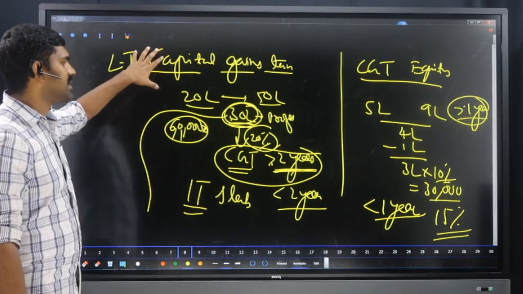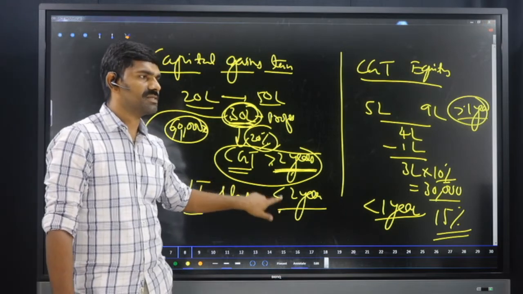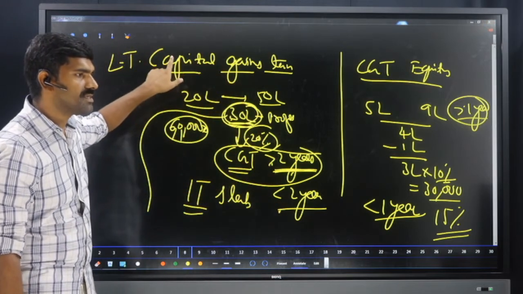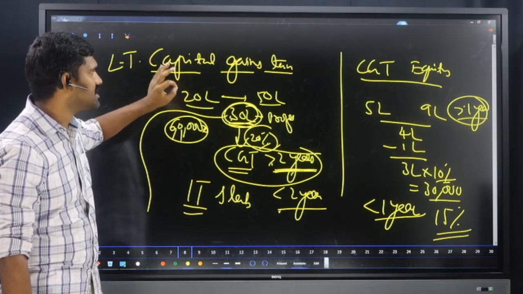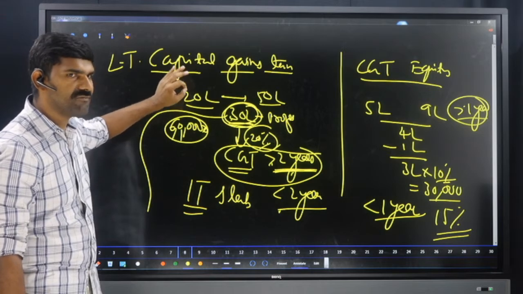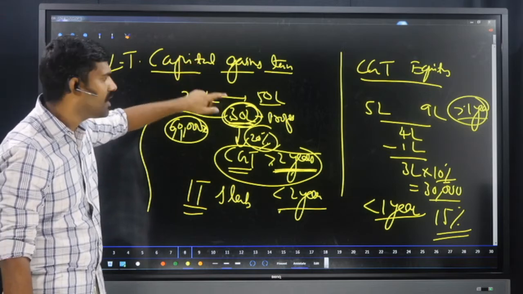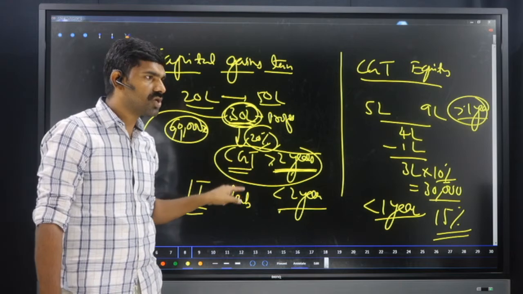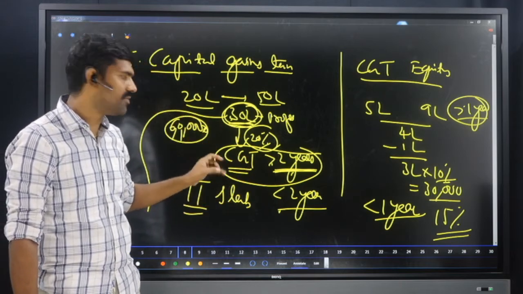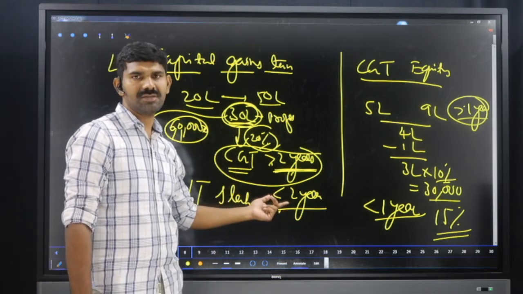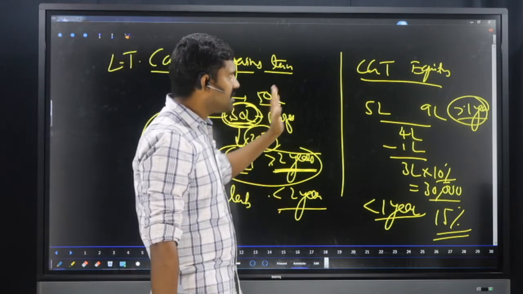So, long-term capital gains tax, short-term capital gains tax. Long-term capital gains tax: the tax is imposed on the benefits that you derive from investments held for a period greater than 2 years. Short-term capital gains tax: the tax is imposed on the benefits that you derive for a period less than 2 years.